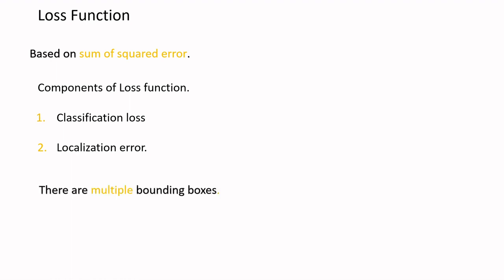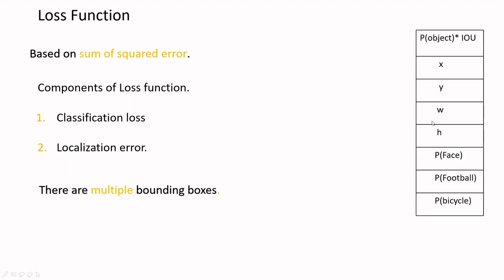Okay. And there are multiple bounding boxes. Yeah, so there will be multiple bounding boxes, and these were the 8 values that we saw. Basically, this is the main thing, okay? The prediction of these values and changing of these values actually is the core of YOLO.